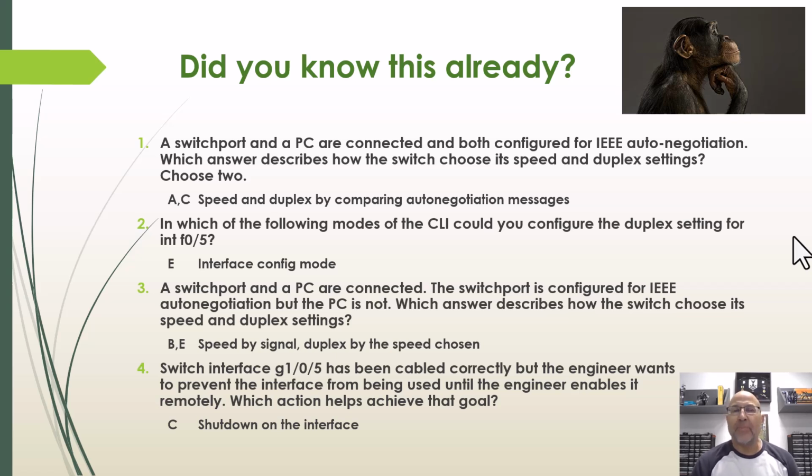So a switch port and a PC are connected, and both are configured for IEEE auto negotiation. Which answer best describes how the switch chooses its speed and duplex? We have to know a couple of things about that, but with auto negotiation, I'll show you an example of what the pulses look like. It's just messages going back and forth between the devices. And so both the speed and the duplex will be configured by comparing auto negotiation messages.